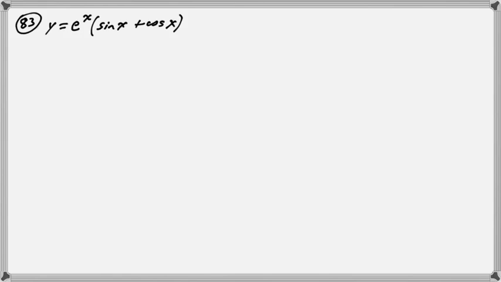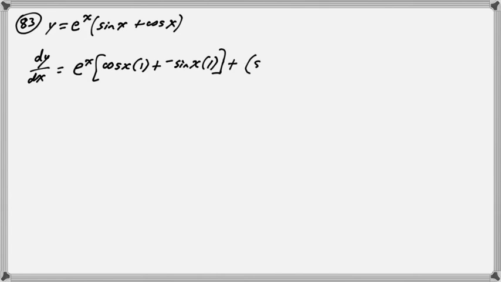Okay, after 57, we jump to 83. It looks to me like a product rule. So I'll bring down the first one, the e to the x, and I'll take the derivative of this part. Derivative of sine is cosine, same angle, derivative of angle. Derivative of cosine is negative sine, same angle, derivative of angle. Plus the other way around.